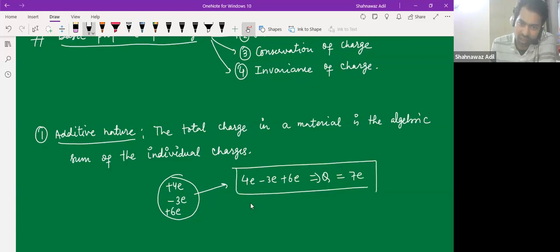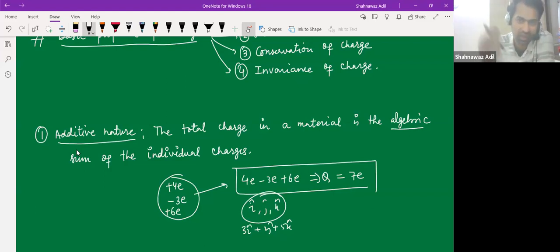There are no i hat, j hat, and k hat involved. So this is not like 3i plus 2j plus 5k. So these will add up algebraically, right? So this is the additive nature. Total charge is just the algebraic sum of the individual charges.